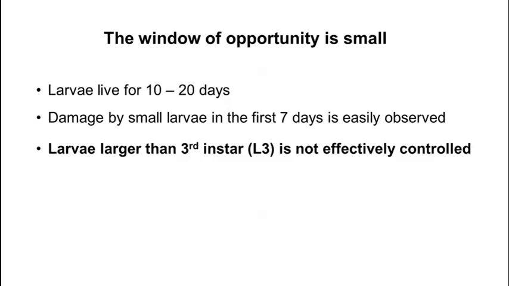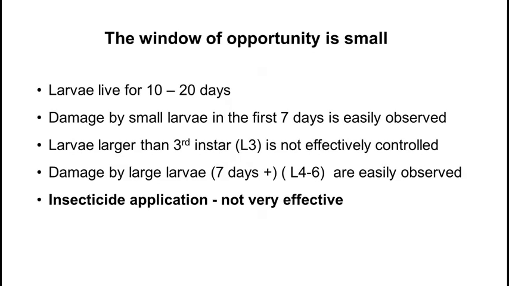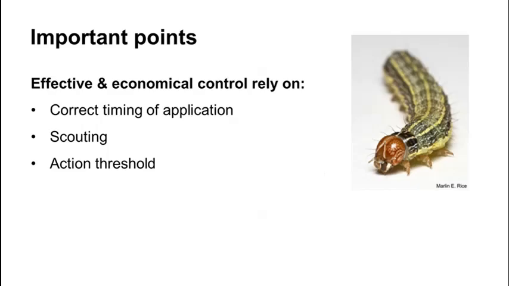So we have a catch-22 situation. Damage by large larvae that are older than 7 days, or L4 to 6 larvae, is easily observed. And that's when we see the damage. But they are already too big to be controlled effectively. For chemical control to be effective and economical, correct timing is of absolute importance. To have the correct timing, scouting is important, and at least some aspects of an action threshold concept should be taken into account, because the economic threshold for fall armyworm control is not 1%.